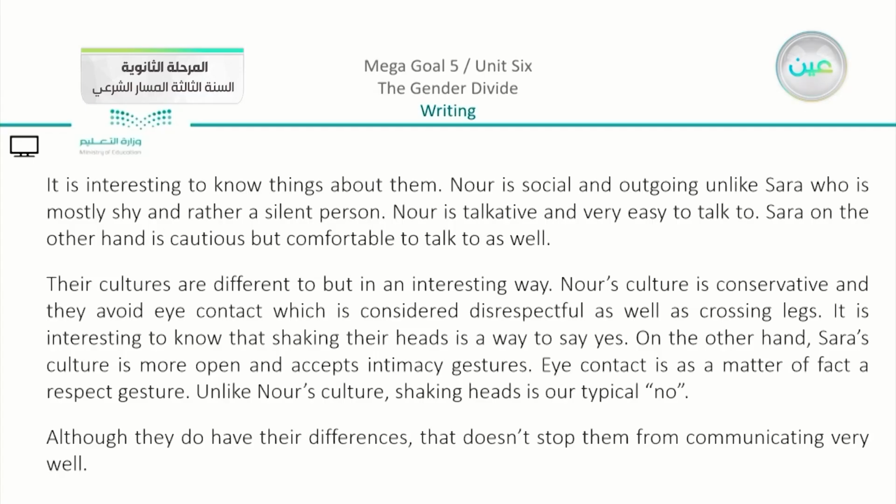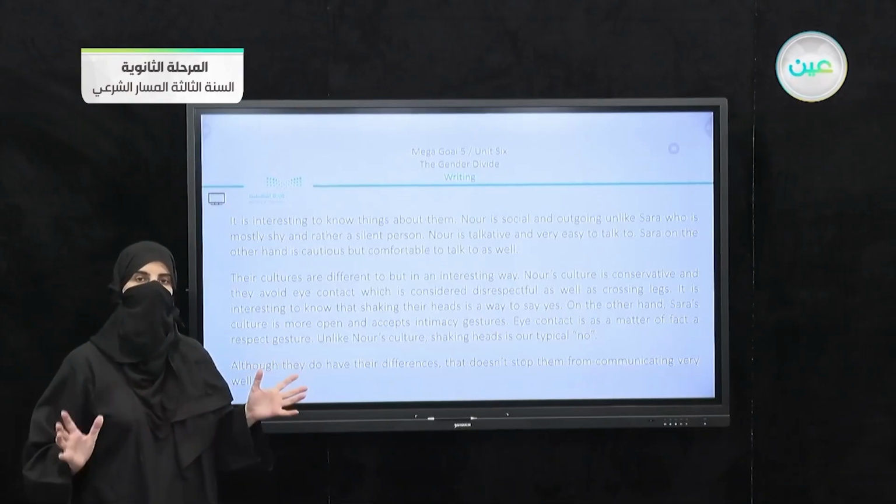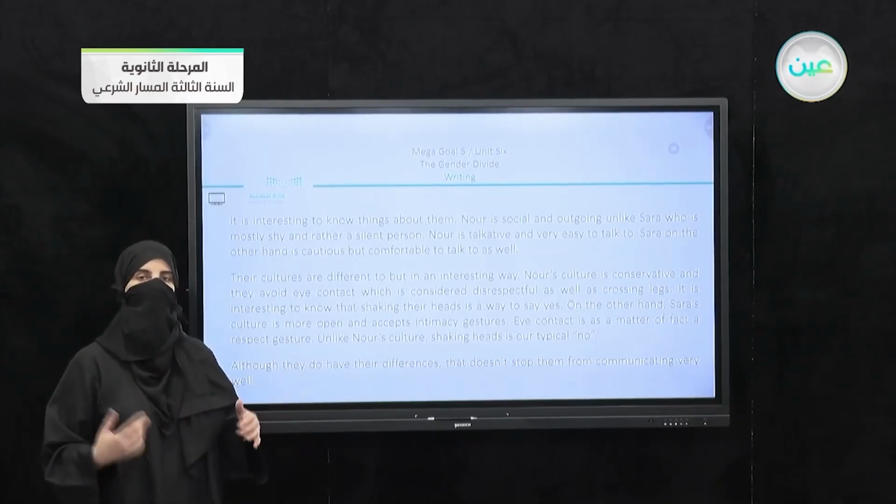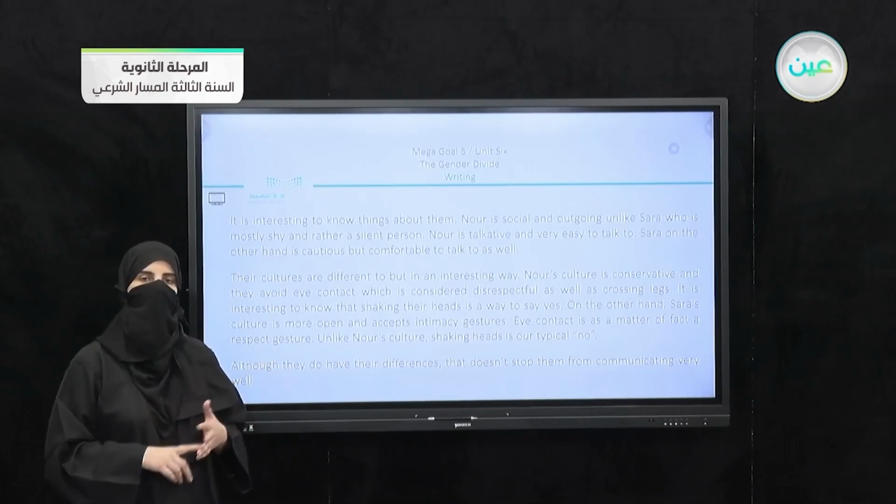We have the third paragraph. Their cultures are different, but in an interesting way. Noor's culture is conservative and they avoid eye contact, which is considered disrespectful, as well as crossing legs. It is interesting to note that shaking their heads is a way to say yes. On the other hand, Sarah's culture is more open and accepts intimacy gestures. Eye contact is, as a matter of fact, a respect gesture. Unlike Noor's culture, shaking heads is a typical no. So here you can see that there is a very clear comparison between the two cultures that Noor and Sarah have. I have compared their personalities and also their cultures.